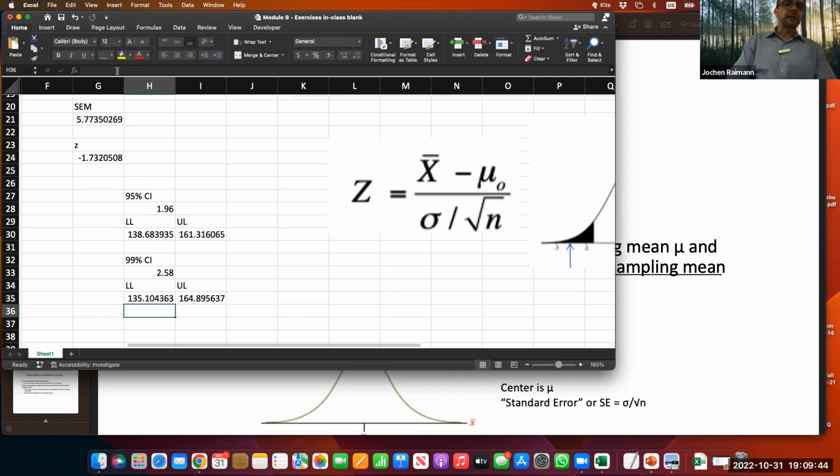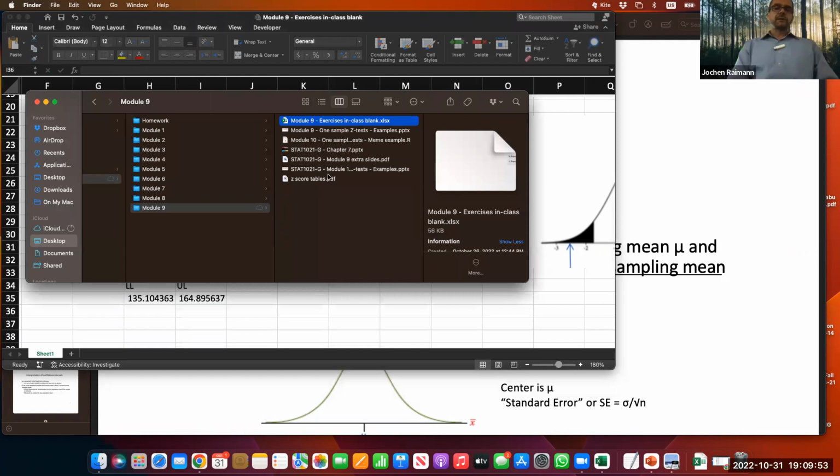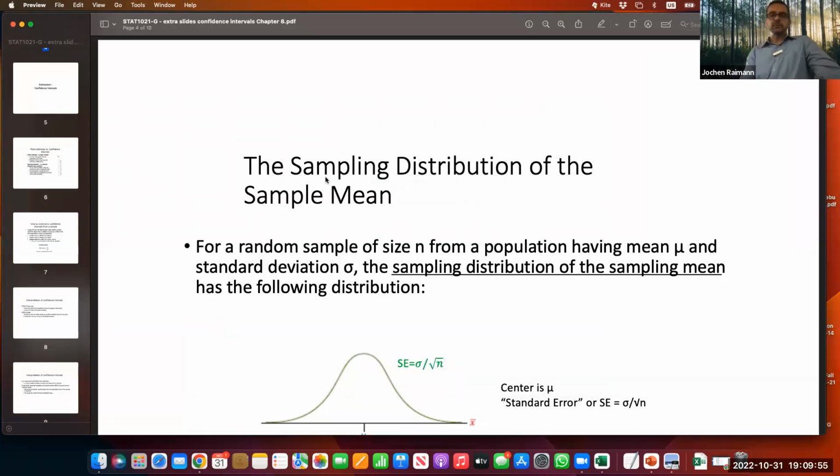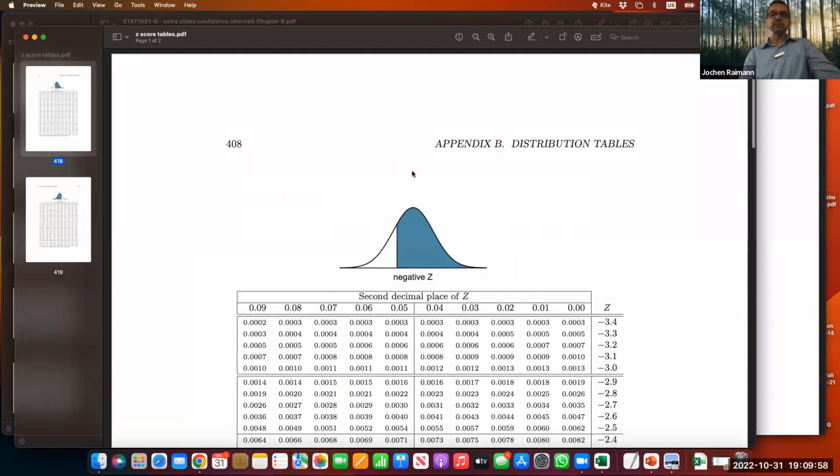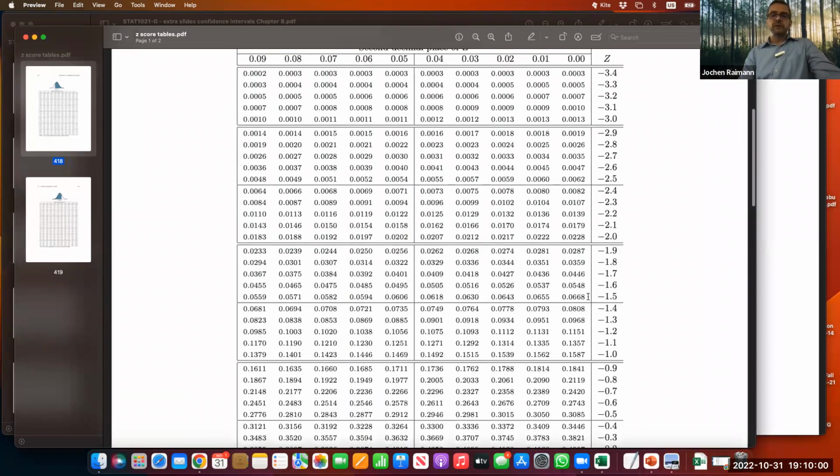you would essentially now use a different z-score. And if we quickly look at the z-score table, we know that 90% means 5% in both directions, right? So now if we are looking for 5%, we're finding these 5% here at 1.65. So remember how to interpret this z-score table.